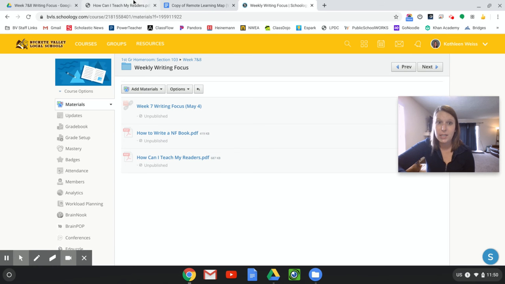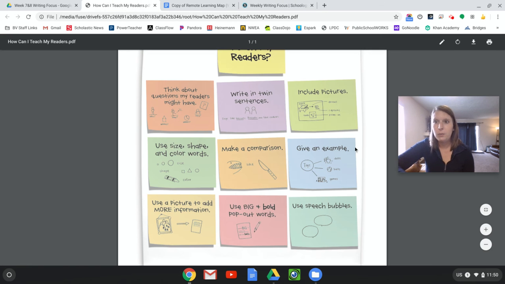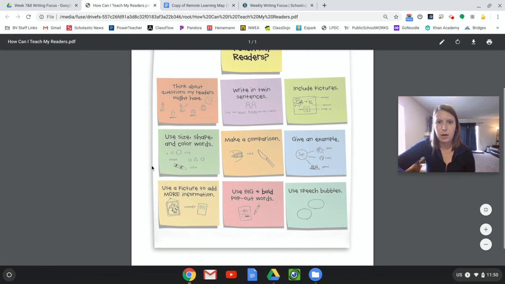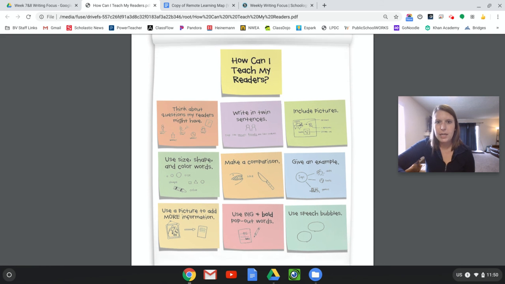Now, we have looked at actually a lot of these, but it was a while ago. So some are review and some are new. How can I teach my readers? Remember, the reason that you write a nonfiction book is because you want to teach someone about something. So you want it to be something that you know a lot of facts about.